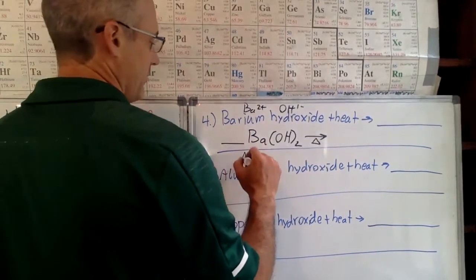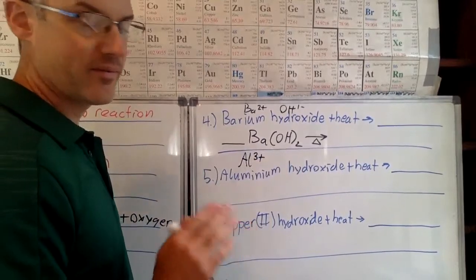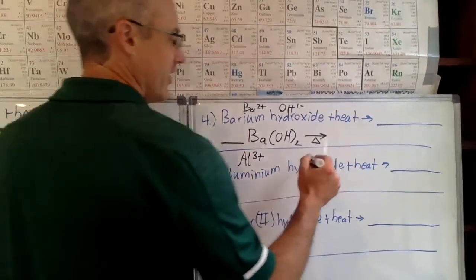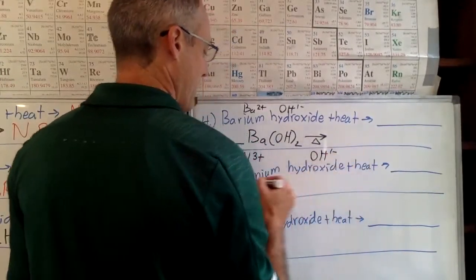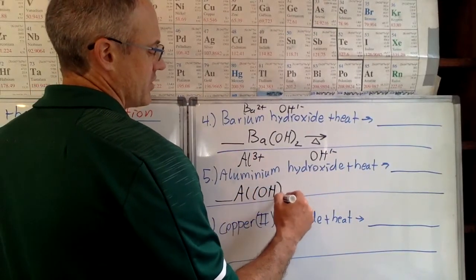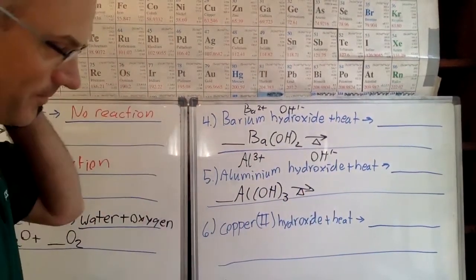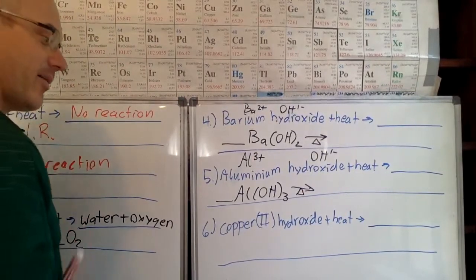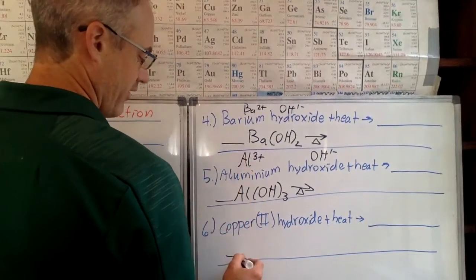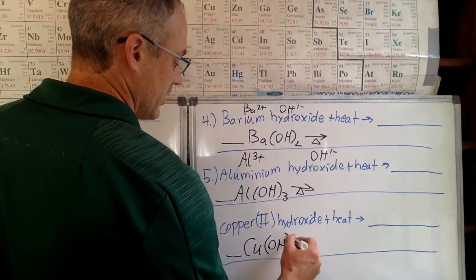All right, let's look at aluminum. Aluminum, this is from the ion sheet, by the way. I just remember all of them, but aluminum is a 3+, hydroxide is a 1-. So that's Al(OH)3 this time, and the arrow with the triangle underneath it. And then the last one is copper 2 hydroxide. Copper 2 might not be a surprise, it is a 2+, just like our barium was. So we have Cu(OH)2.